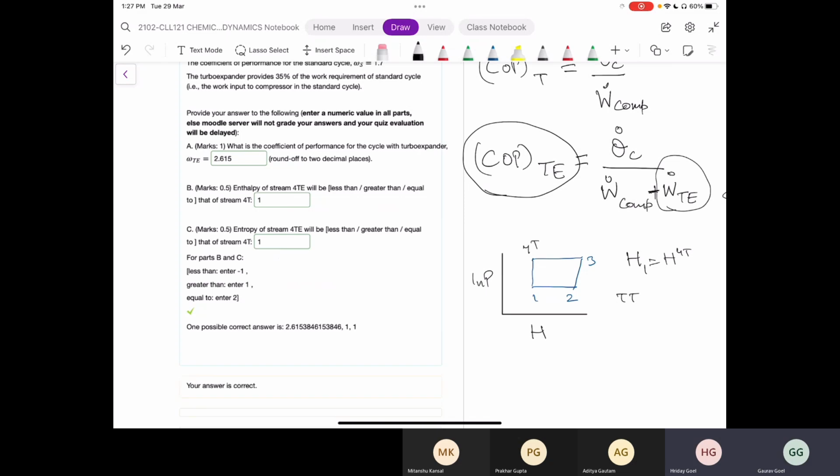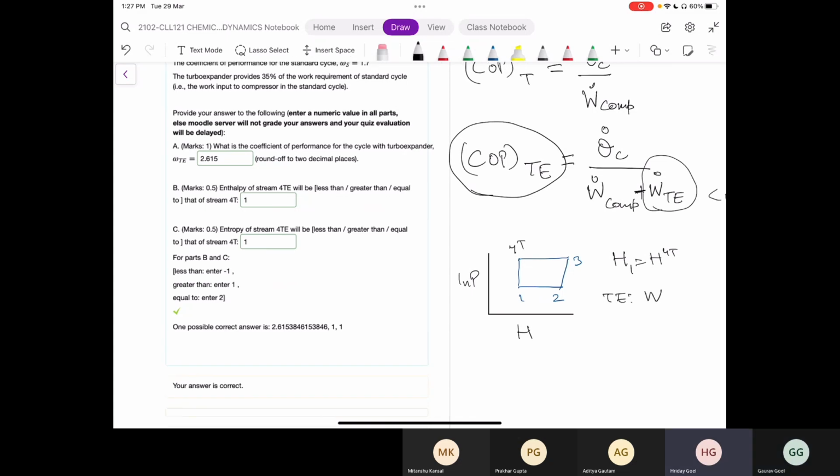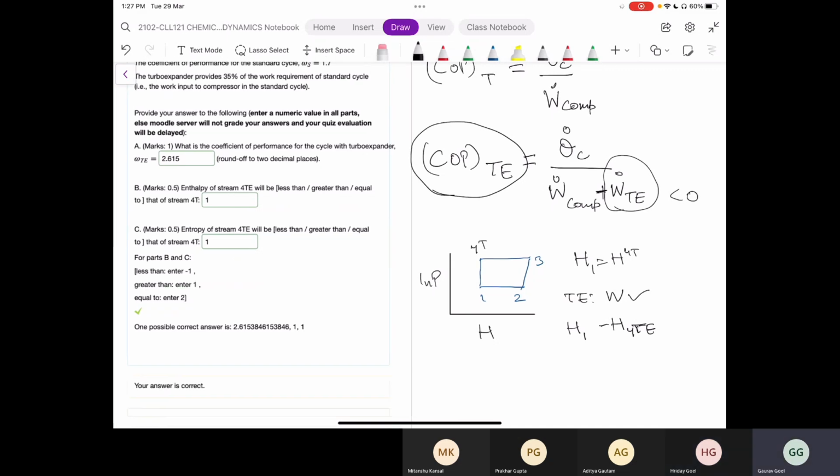Okay, now in the turbo expander, work is being obtained. So there's a negative work. So what can you say about H1 minus H4TE? What is the sign of this? Positive or negative? Work is negative, W turbo expander, right? Yeah. Turbo expander would give you a negative work. Yes, sir. Okay. So H4TE must be greater than H1.